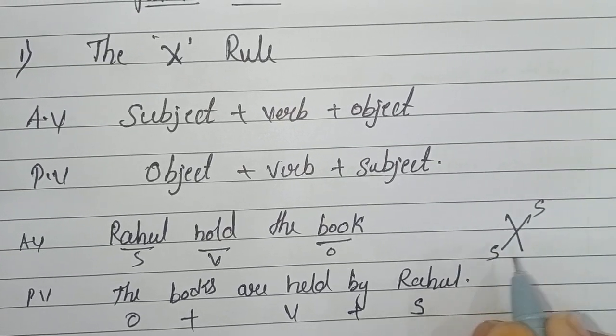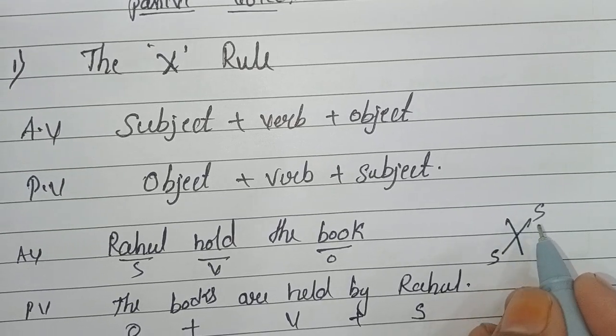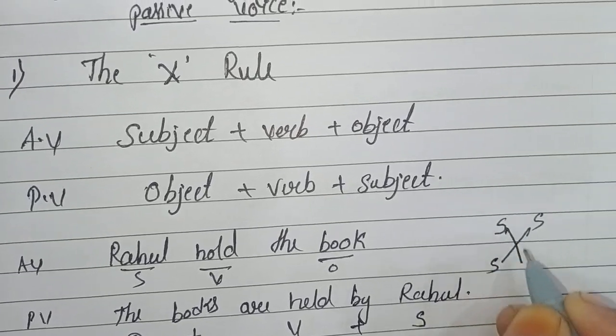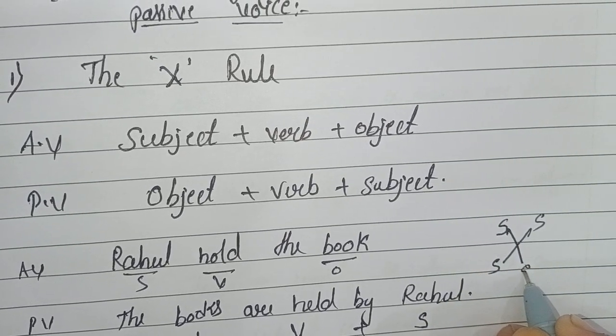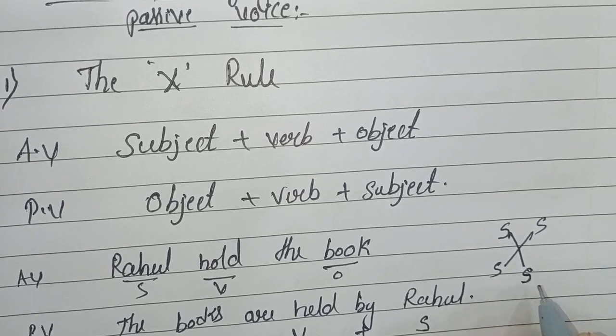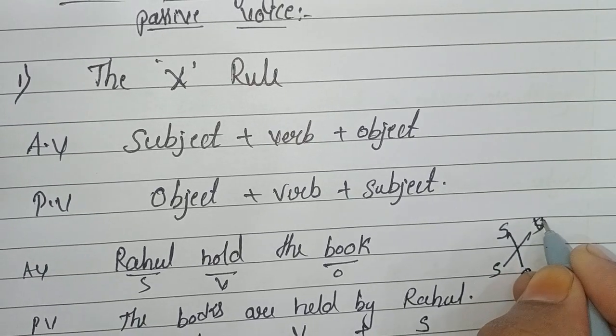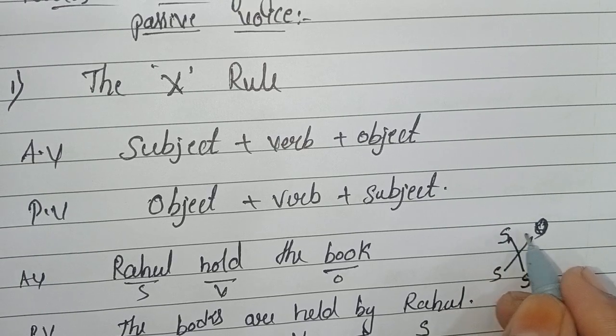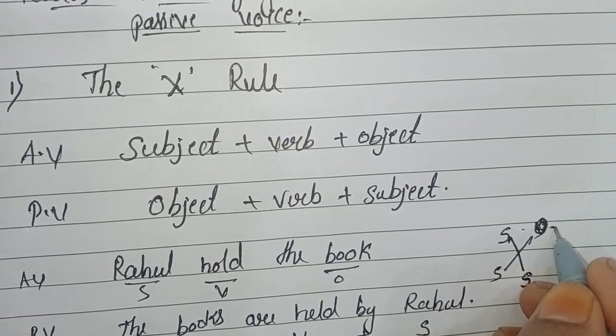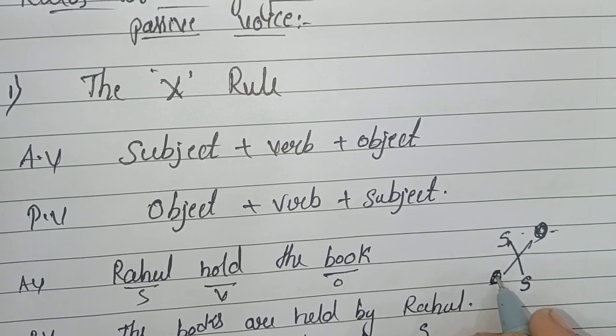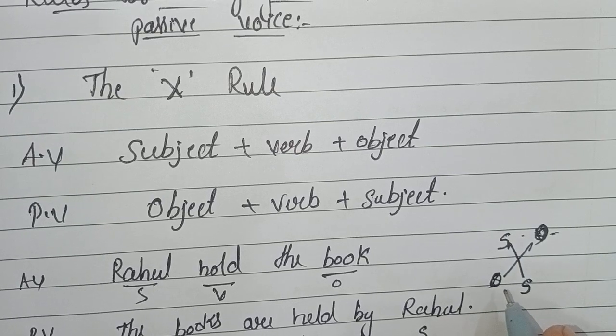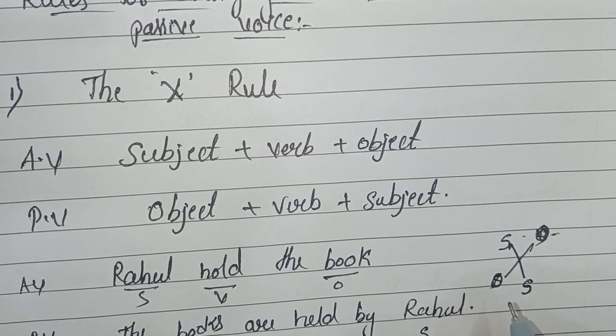X comes here. In the active voice, we saw S in the beginning. In the passive voice, we saw S at the end. In the active voice, we have the object at the end of the sentence. In the passive voice, we have the object at the beginning of the sentence.